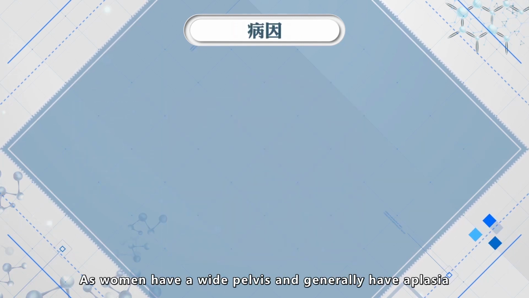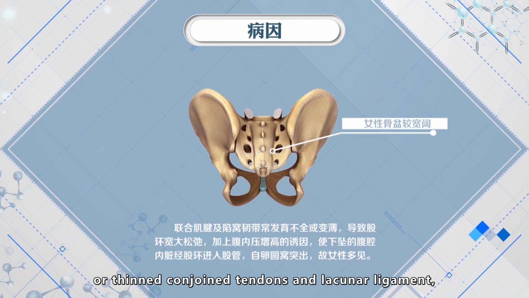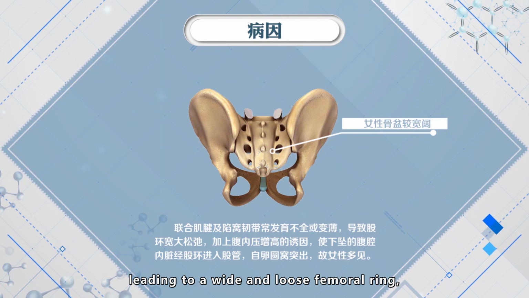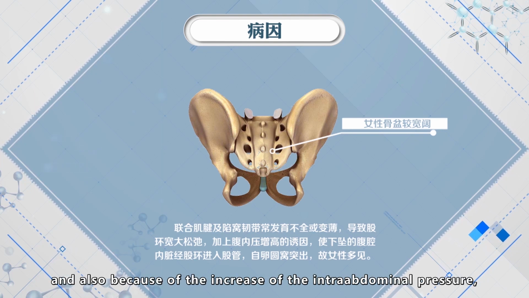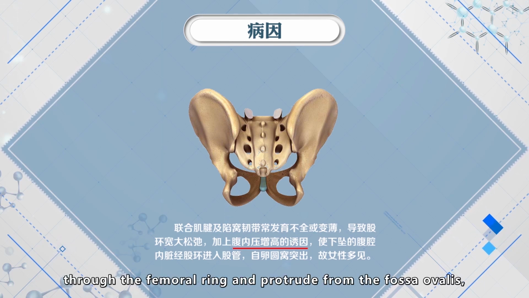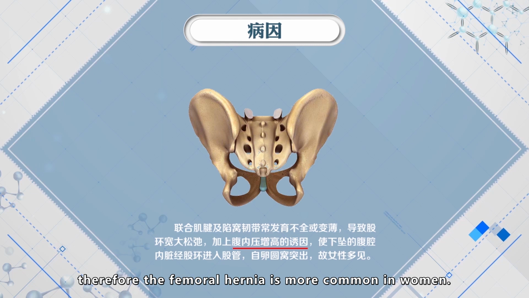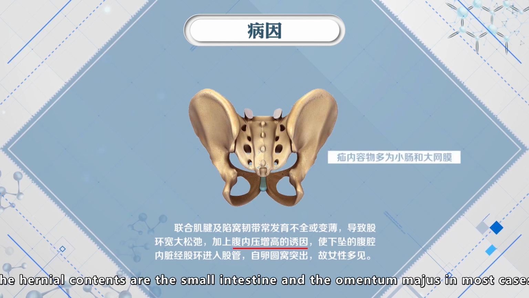Etiology: as women have a wide pelvis and generally have aplasia or thinning of conjoined tendons and lacunar ligaments, leading to a wide and loose femoral ring, and also because of the increase of the intra-abdominal pressure, the abdominal viscera will get into the femoral canal through the femoral ring and protrude from the fossa ovalis. Therefore, the femoral hernia is more common in women. The hernia contents are small intestine and greater omentum in most cases.